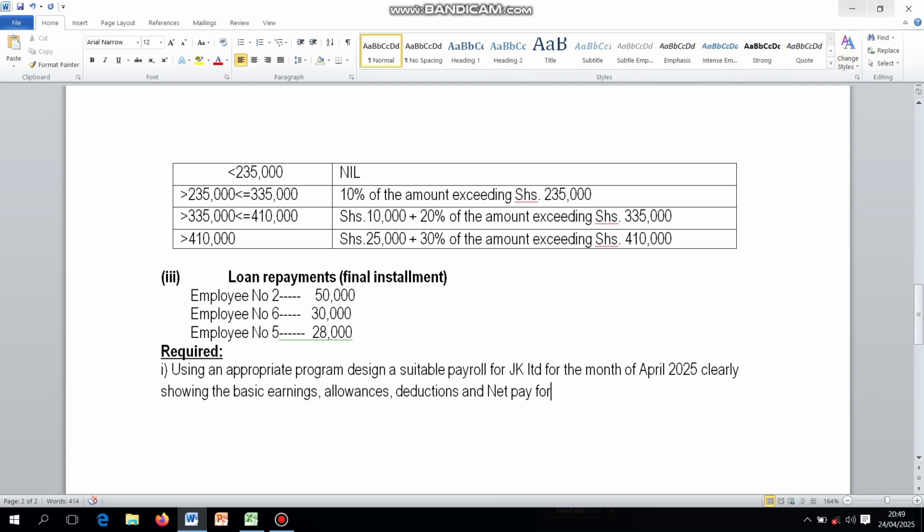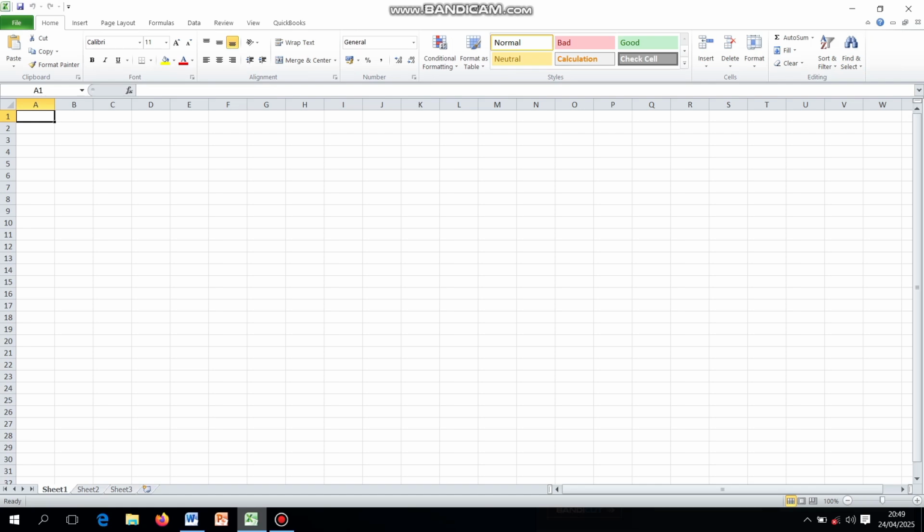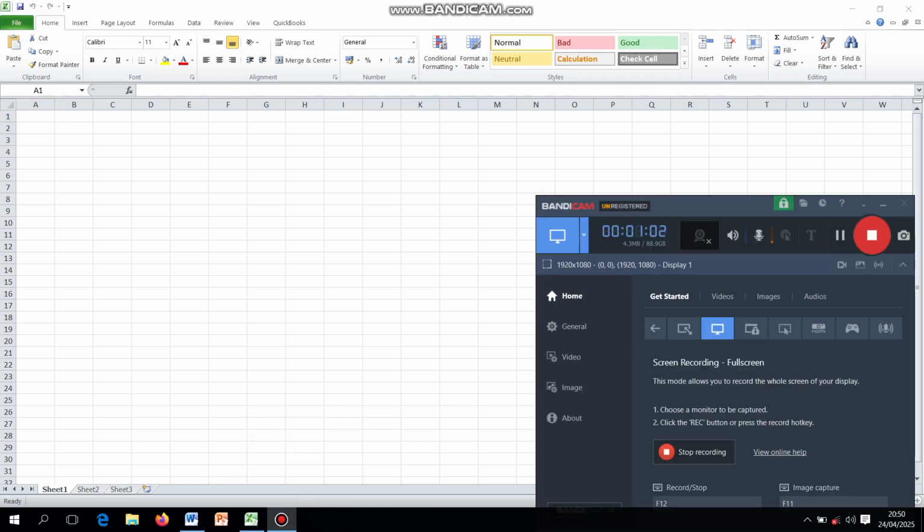So I'm going to open up my Excel. Then I'm going to highlight the key information and paste it here. I'm going to pause the video for a while as I write out the key information. Then I'm going to start recording again, showing you the formulas, how I'm going to fill in the solution to the answers.